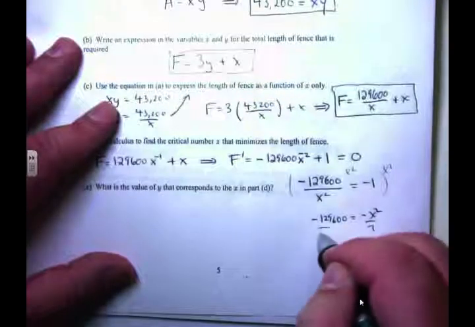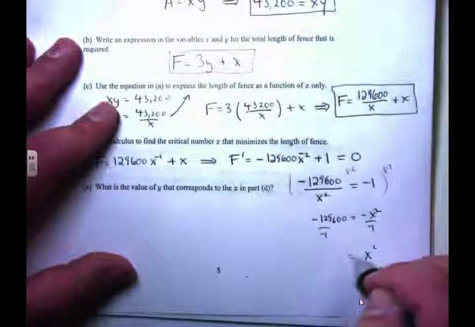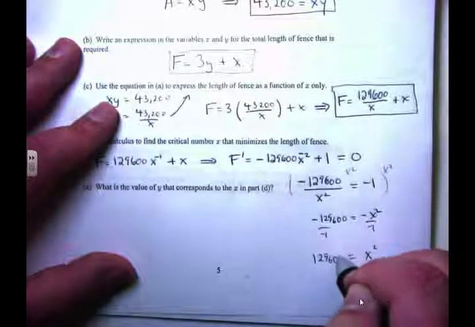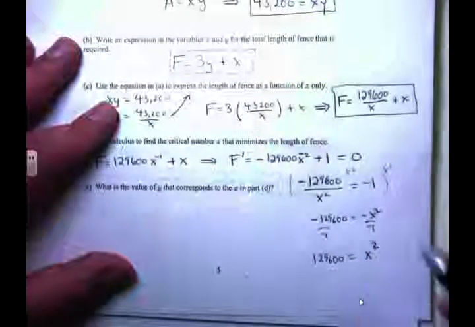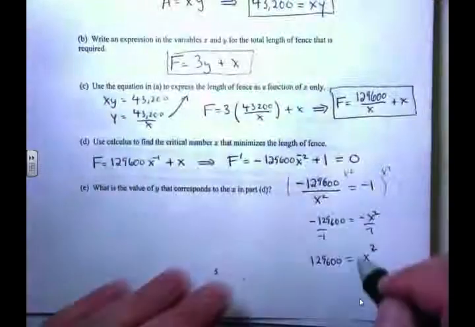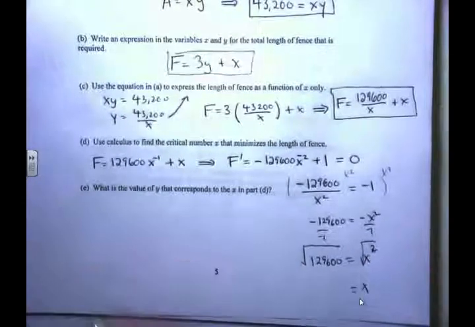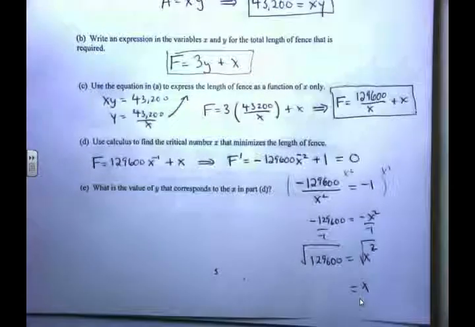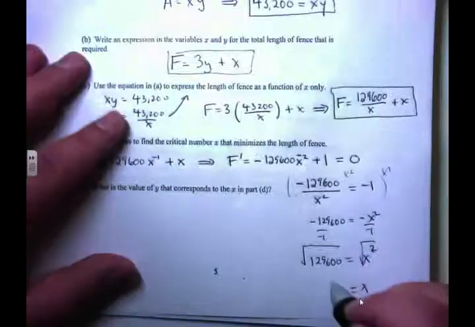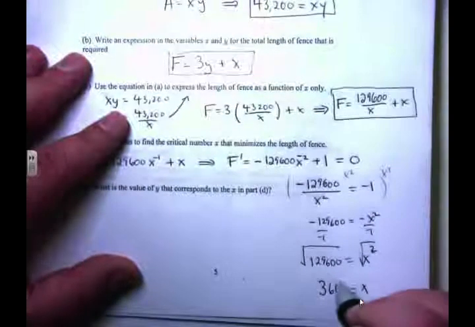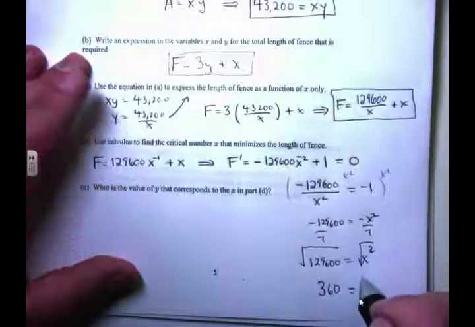I'm going to divide by negative 1. That gives me x squared is equal to 129,600. And what do I got to do to solve for x? Take the square root of both sides, and you might as well clean them up. So x is equal to the square root of 129,600, which is equal to, it's always nice when you got a nice number, 360.